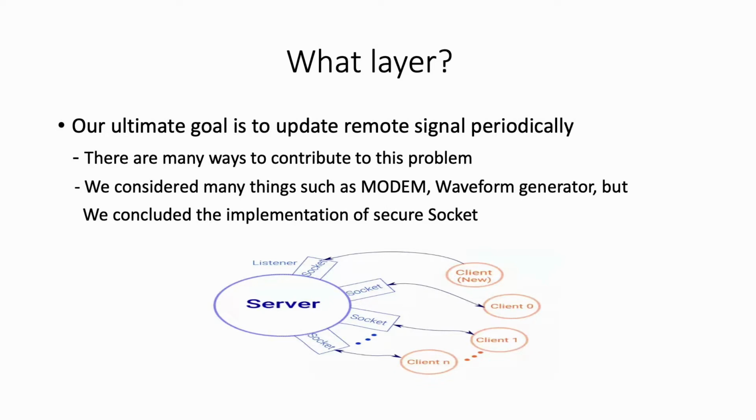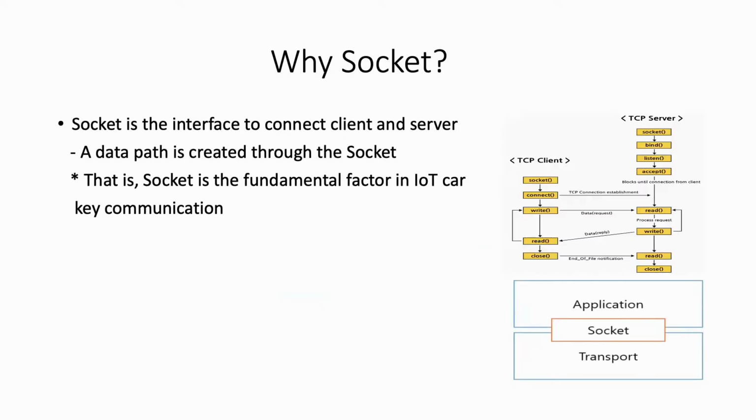There are many ways to contribute to this problem. Actually, we considered many ways such as a modem and a waveform generator, but we concluded with the implementation of a secure socket. Why socket? A socket is the interface to connect client and server. A data path is created through the socket. That is, the socket is the fundamental factor in IoT car key communication.